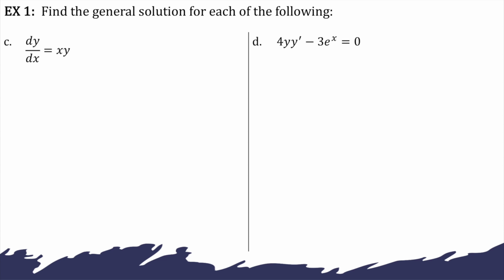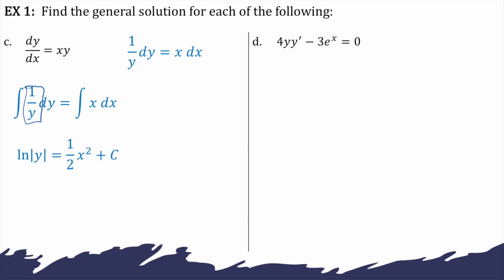Okay, let's keep going. Let's do another one. dy/dx equals xy. All the x stuff on one side, all the y stuff on the other. Take the antiderivative of that. Oh, this will be fun. What's the antiderivative of 1 over y? That's ln y. And that equals 1/2 x squared plus c, constant of integration.